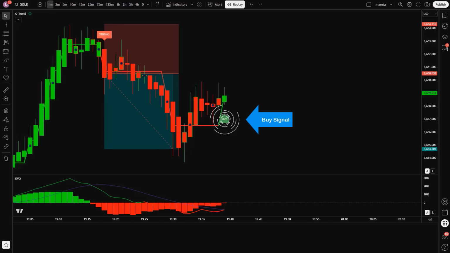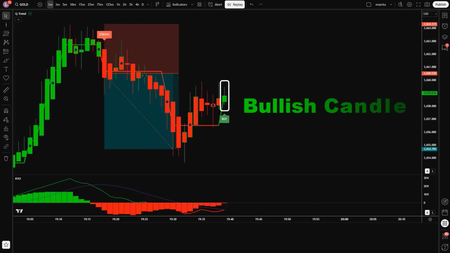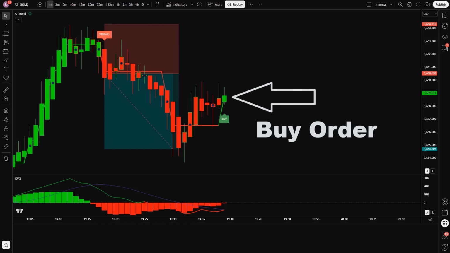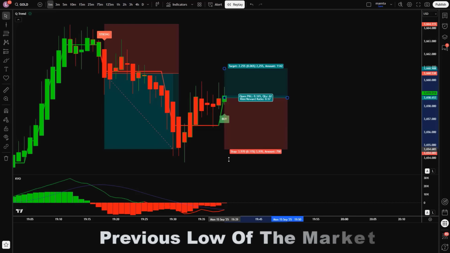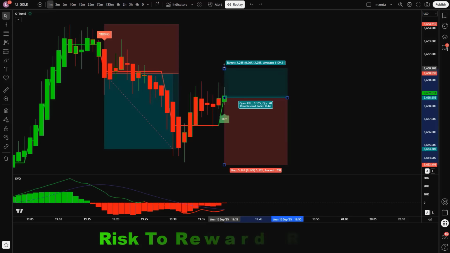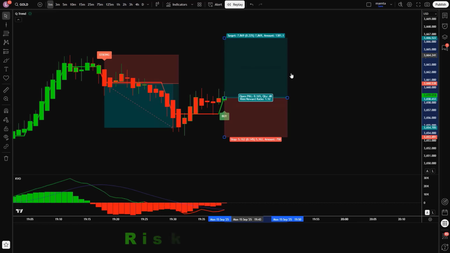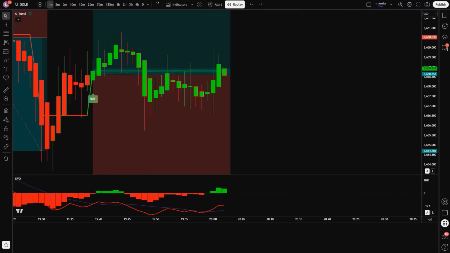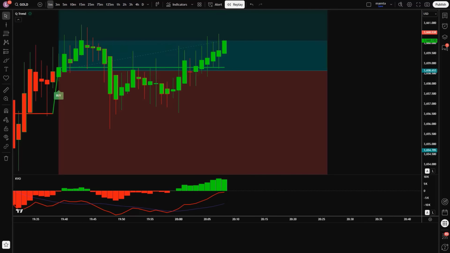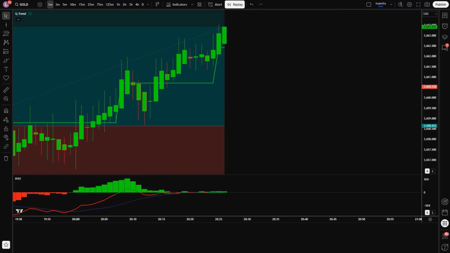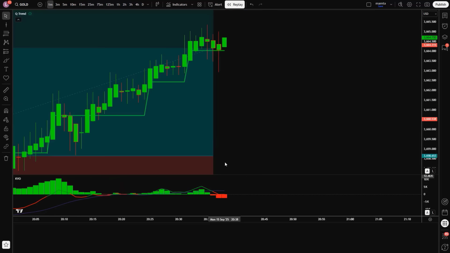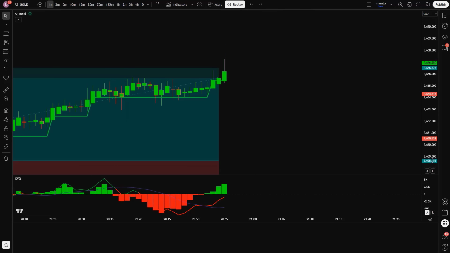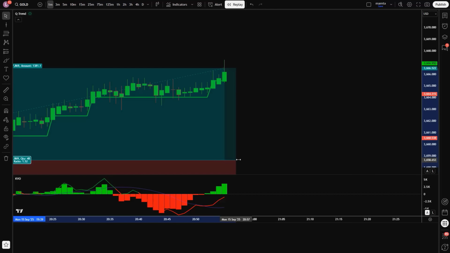Here the Q trend indicator gives us a buy signal. Here the market has made a bullish candle to give confirmation. So all our conditions are being fulfilled, so we are placing an order to buy. Our stop loss is the previous low of the market, and the risk to reward ratio will be 1:1.5. Let's see what happens to our trade. Our trade is running in profit. The market has completely hit the target.